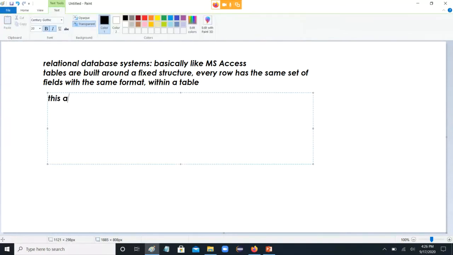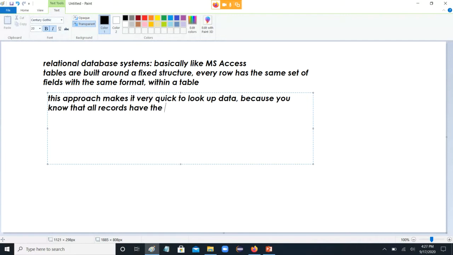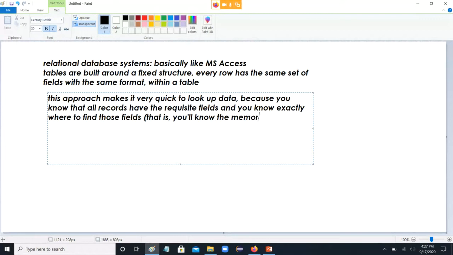this approach makes it very quick to look up data because number one, you know that all records have the requisite fields, right? Whatever you're looking up, if it's there, it's in for everything. They all have the requisite fields. And what else? You know exactly where to find those fields, right? Because for any record, the fields are going to have the same size. That is, you'll know the memory offset from the start of the record, okay?